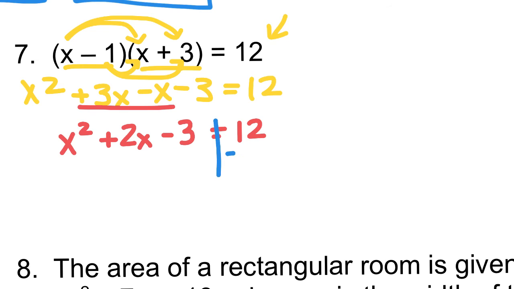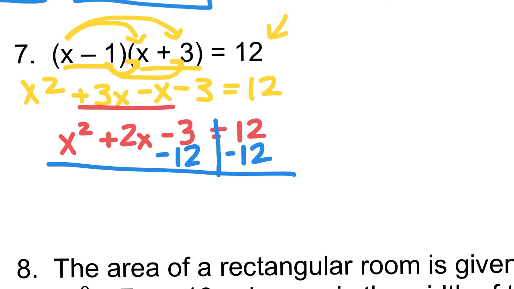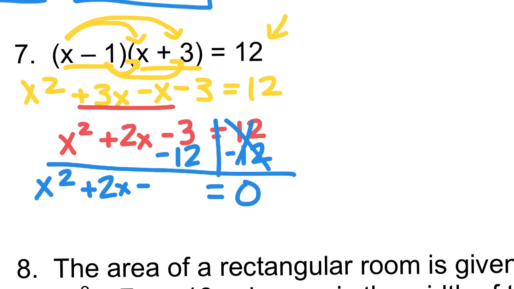We need to make this equal to 0, so we are going to do that by subtracting 12 from each side so that this side is equal to 0 so that we can find our solutions. So we have x squared plus 2x minus 15. Now we factor it.